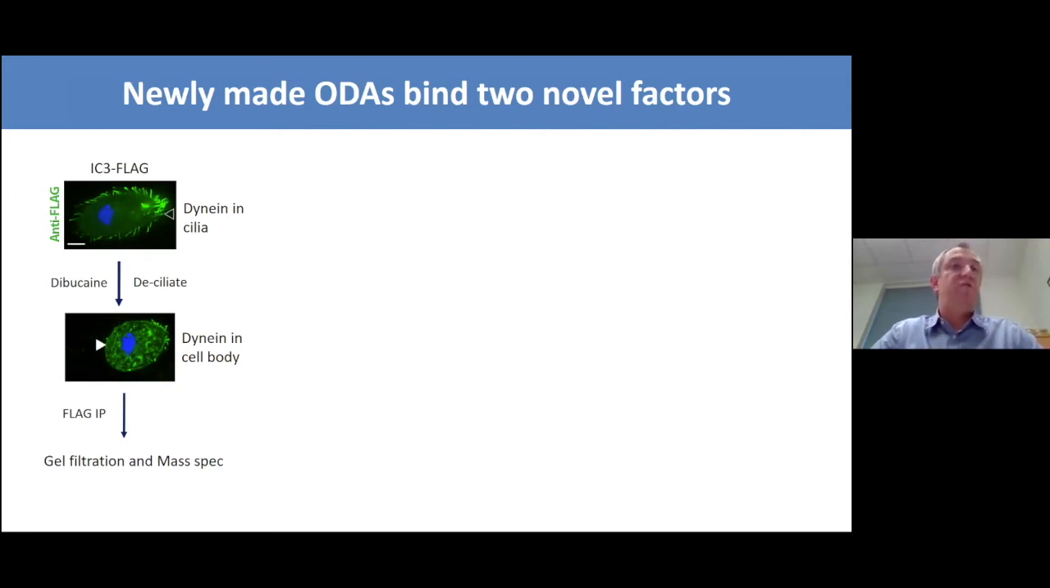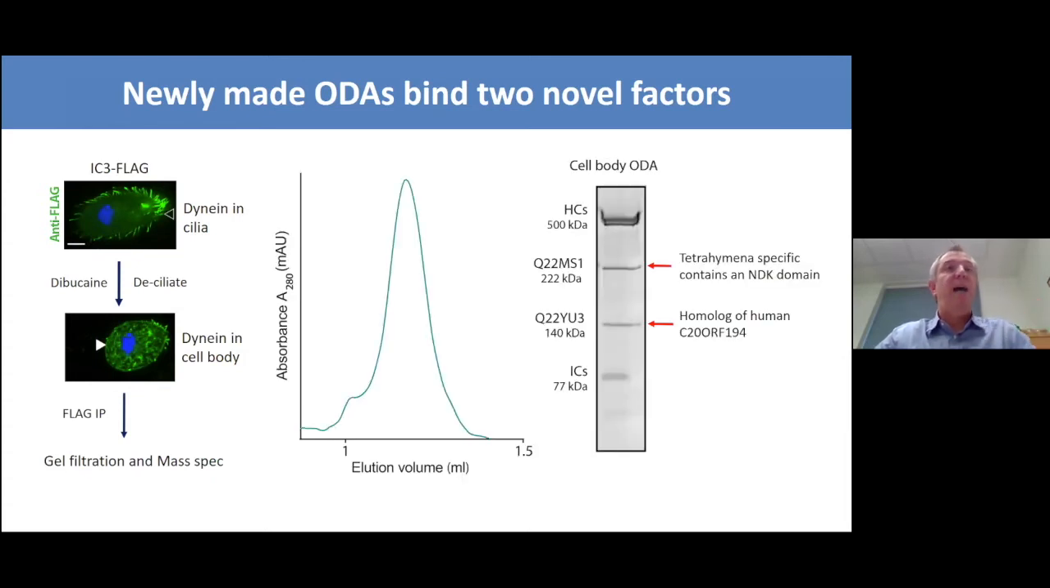We then used gel filtration to purify out the larger complexes that we knew corresponded to the assembled dyneins and did mass spec to identify them. And when you look at the trace that came off gel filtration, it's a single peak, which is good. And we found two factors that were bound in pretty stoichiometric amounts to the ODA motors.